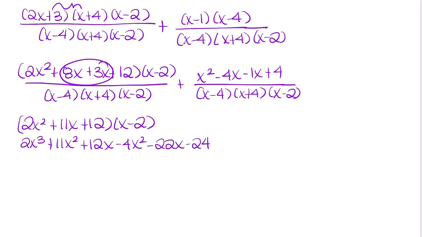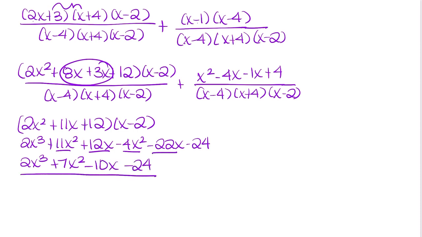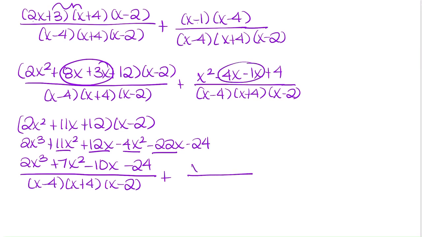So I have 2x cubed. 11x squared minus 4x squared is plus 7x squared. 12x minus 22x is minus 10x. And then I have minus 24. And I'm going to put that all over my common denominator, x minus 4 times x plus 4 times x minus 2. And then now let's go to the second fraction and simplify. Here, these 2 terms will combine. So I have x squared minus 5x plus 4, and that's all still going to be over my common denominator.